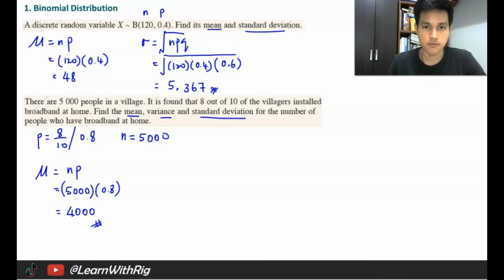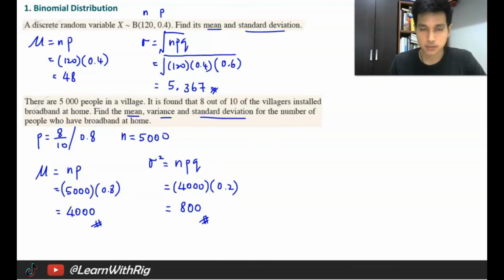Okay, next, variance. Variance is NPQ. So NP you already found here, 4,000. You just have to multiply by Q, which is 0.2. So multiply this together, you should get 800.